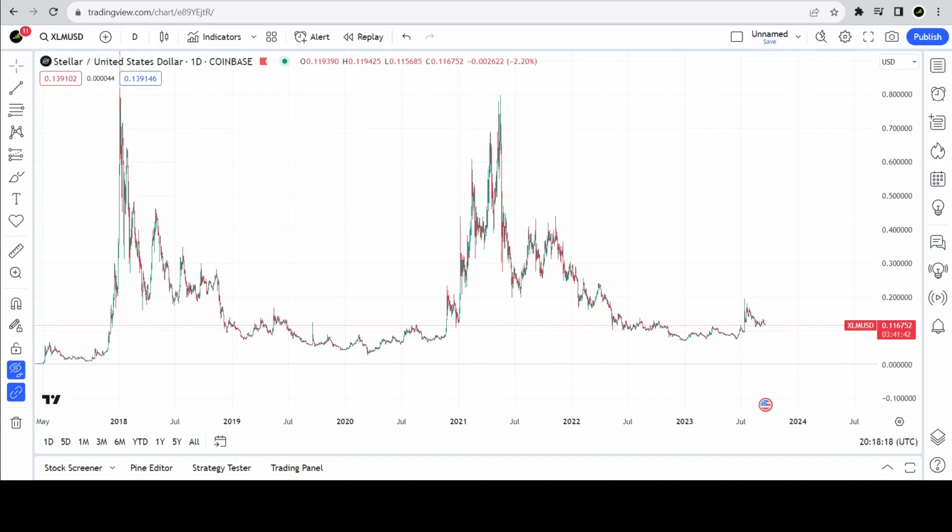My name is Justin, and on this channel, I delve deep into crypto charts, exploring chart structures, fractals, and patterns. So I have the XLM chart open, and I'd like to go over the macro structure of this chart.